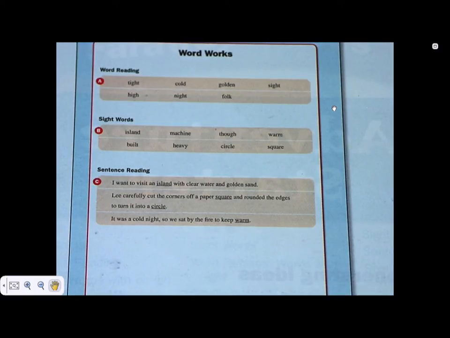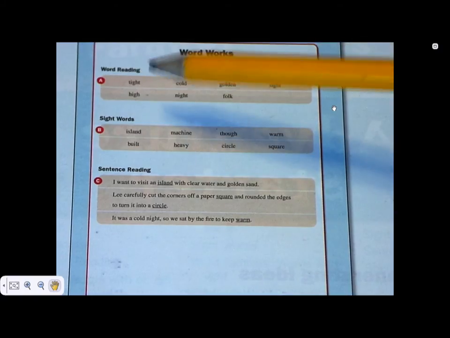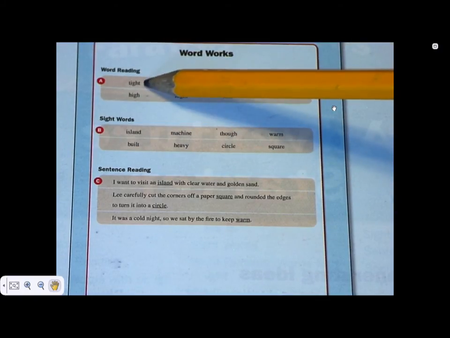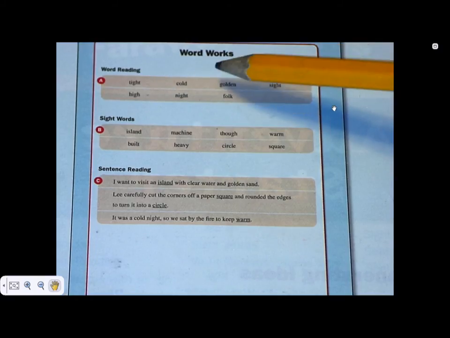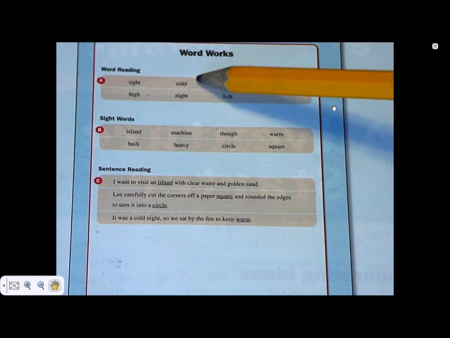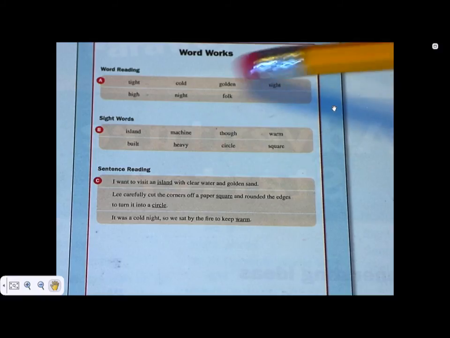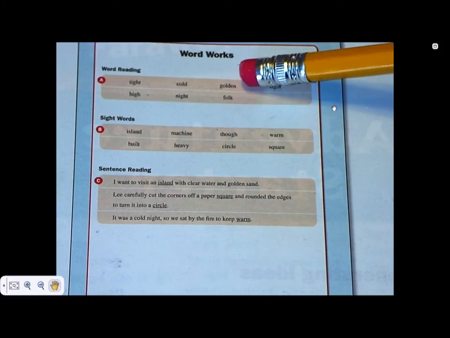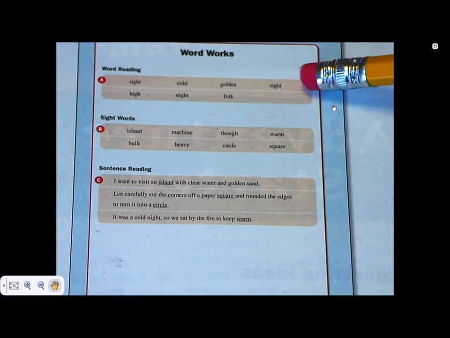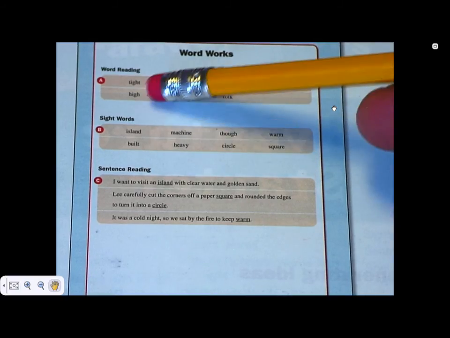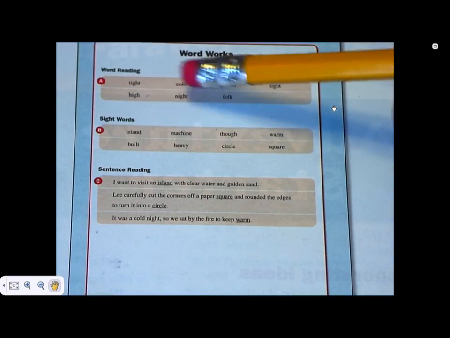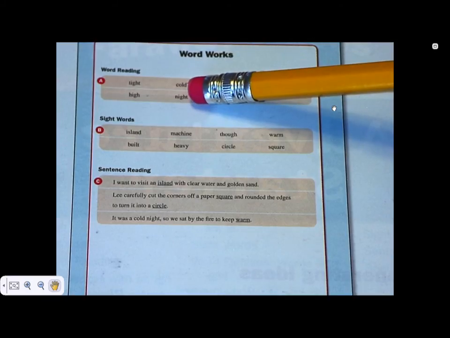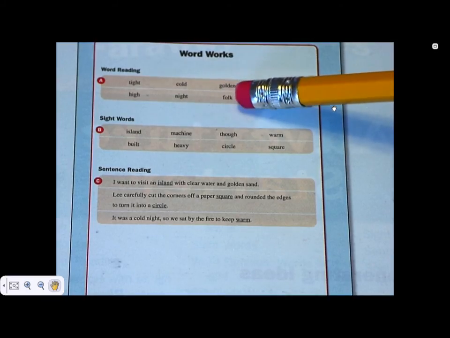But what I'd like to do now is just go ahead and read the word, okay? So put your finger under the first word, tight. Move to the next one, cold, golden, sight, high, night, folk.